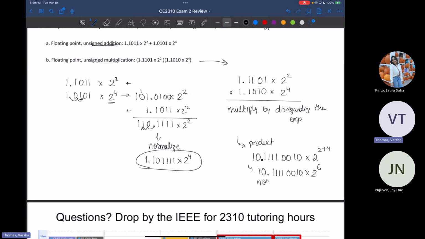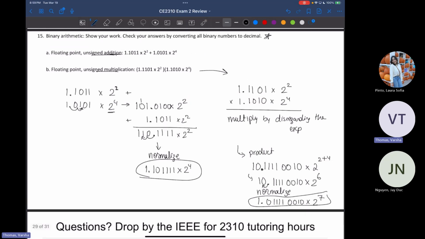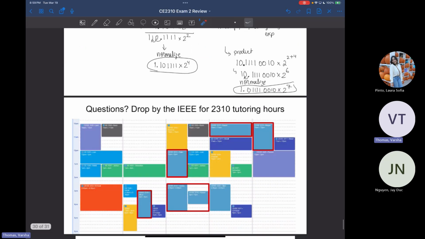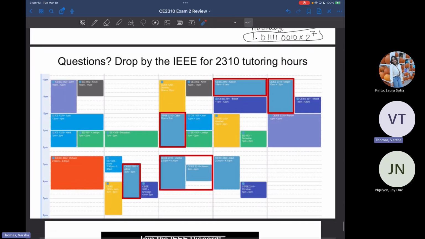Then we're going to normalize it. By that, I mean just move the decimal point over. And we have 1.011110010 times 2 to the 7th. And that would be your final answer. So you do the multiplication the same way that you do it over here. Same process.